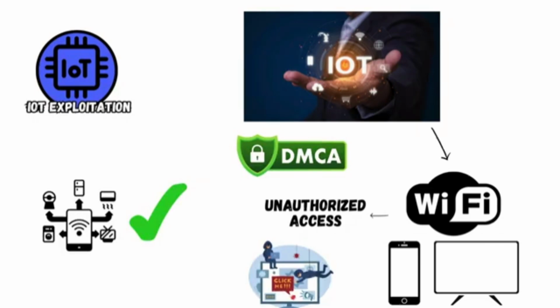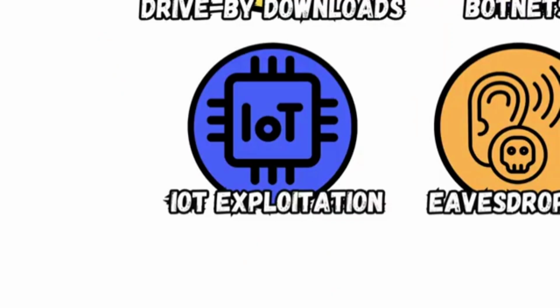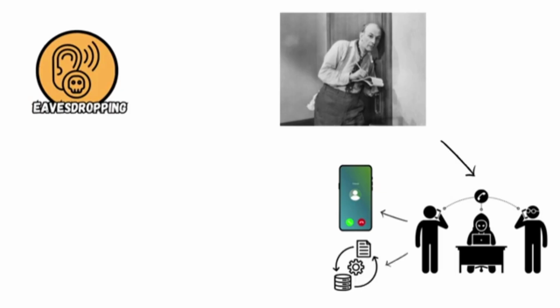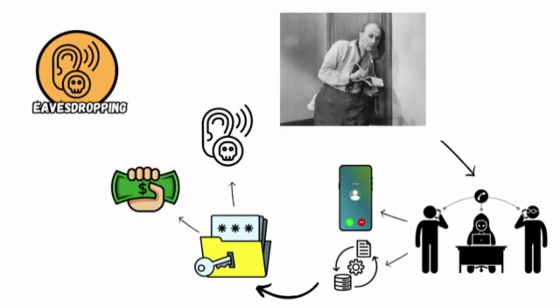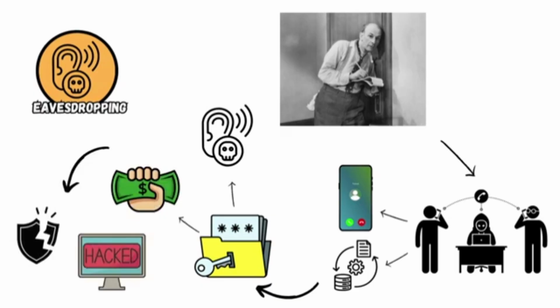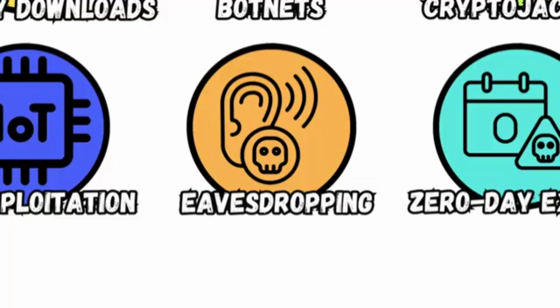And then the next attack is eavesdropping. Eavesdropping is a cyber attack where attackers secretly listen to or capture data being transmitted over a network. This often happens on unsecured public Wi-Fi networks or poorly encrypted connections. For example, you connect to a free public Wi-Fi at a coffee shop. An attacker on the same network can easily capture your login credentials while you access your email or any other application.